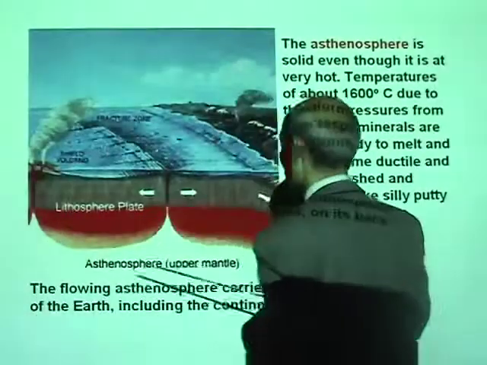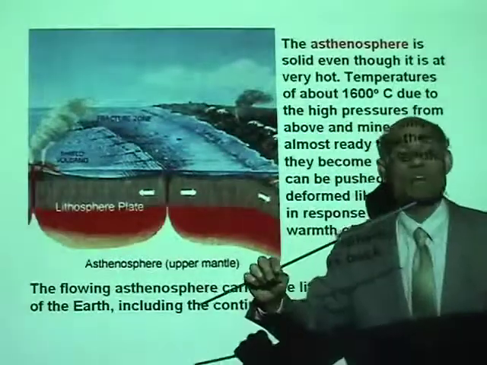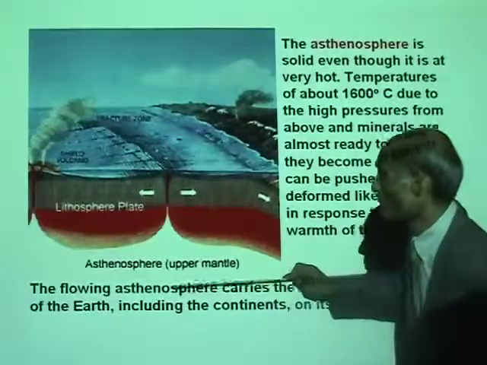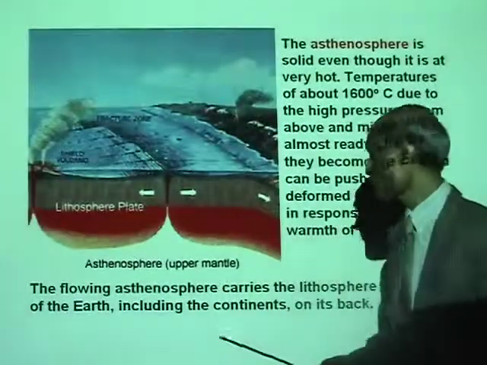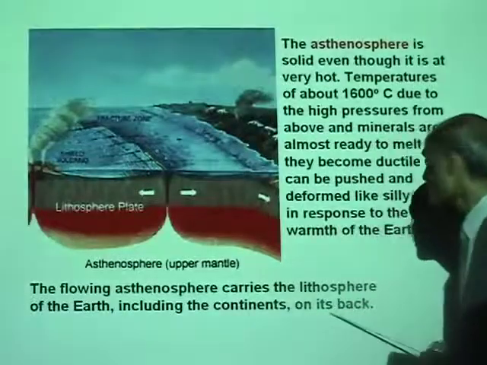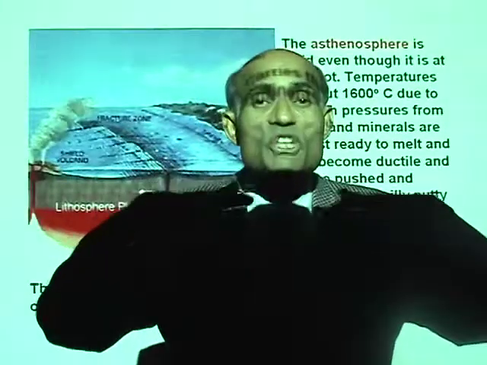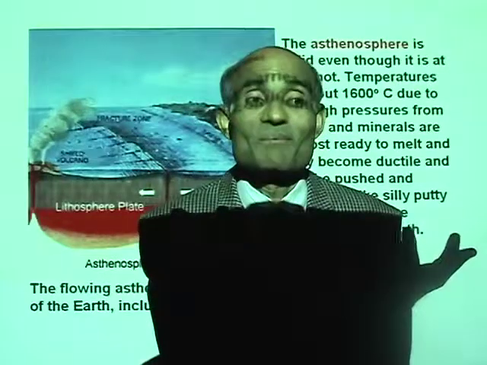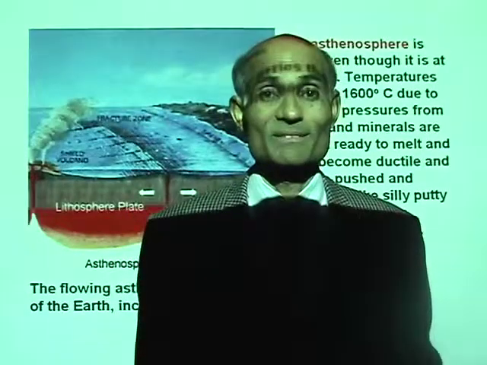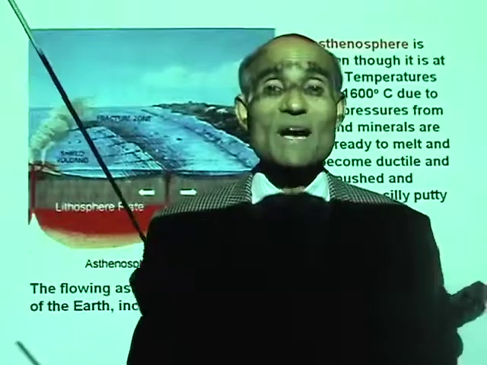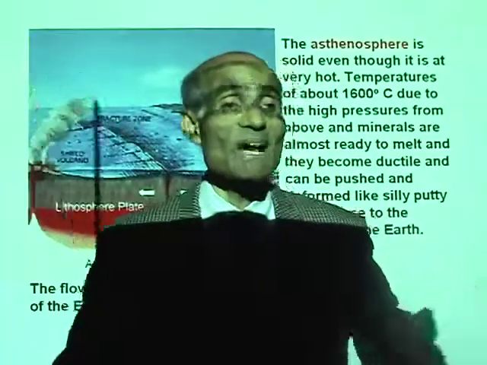All right. Now, the flowing asthenosphere. Now, this is the asthenosphere. When I say flowing, it's about a few centimeters per year. So the flowing asthenosphere carries the lithosphere. Remember, lithosphere are the tectonic plates of the earth, including the continents on its back. So the continent where we are living is continuously being transported by this slight motion of the asthenosphere. Is it frightening? Well, of course. I told you some time ago that our life is at the mercy of nature. So all these things are part of life on earth.